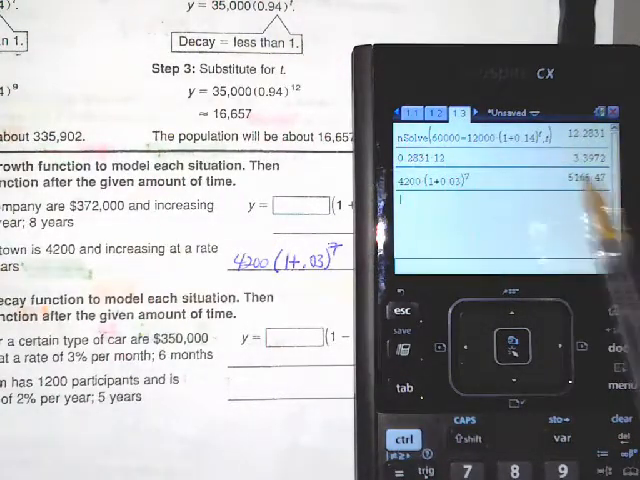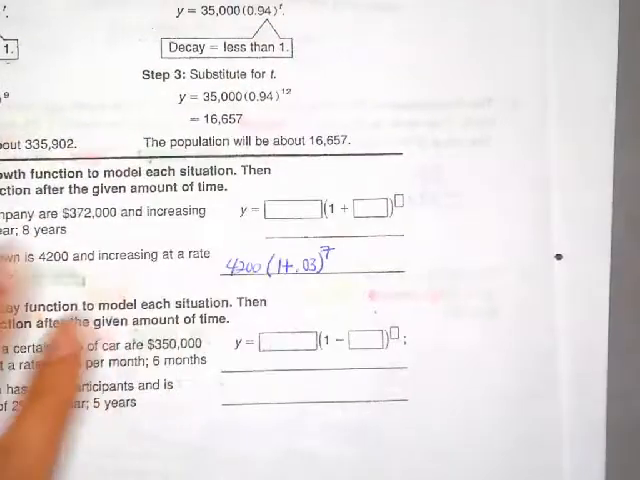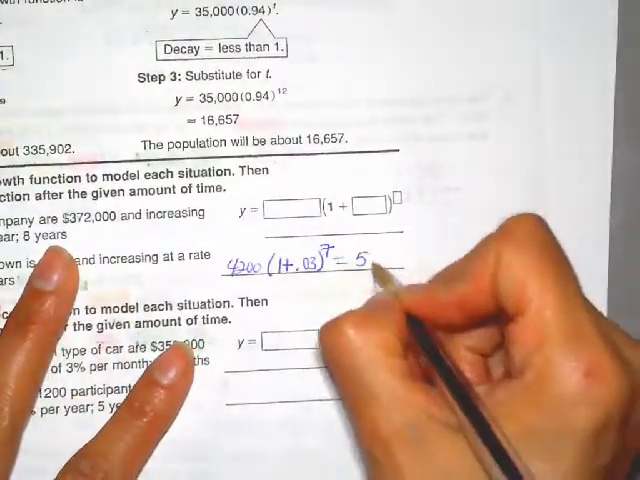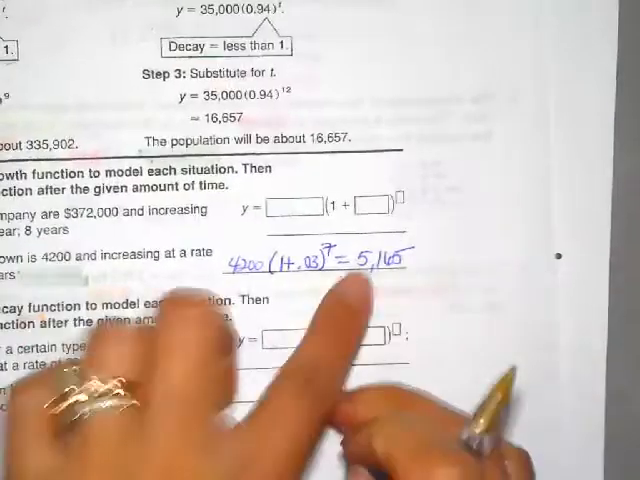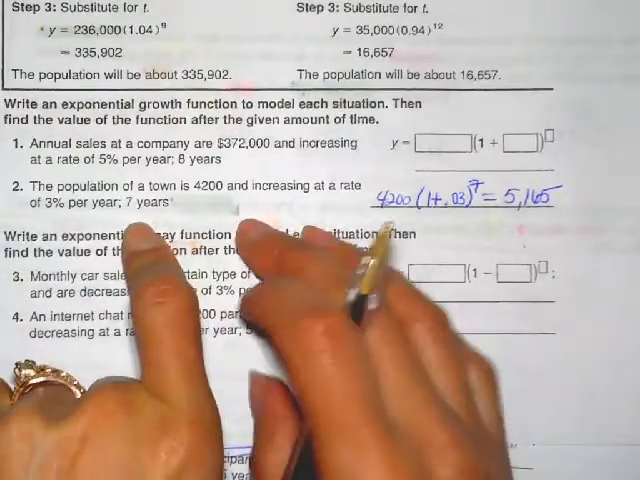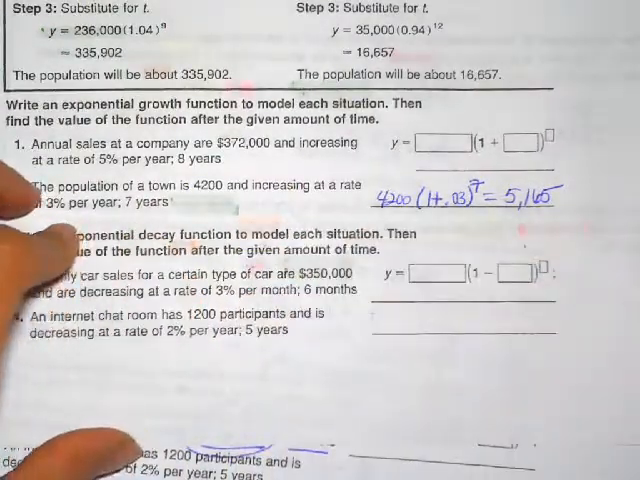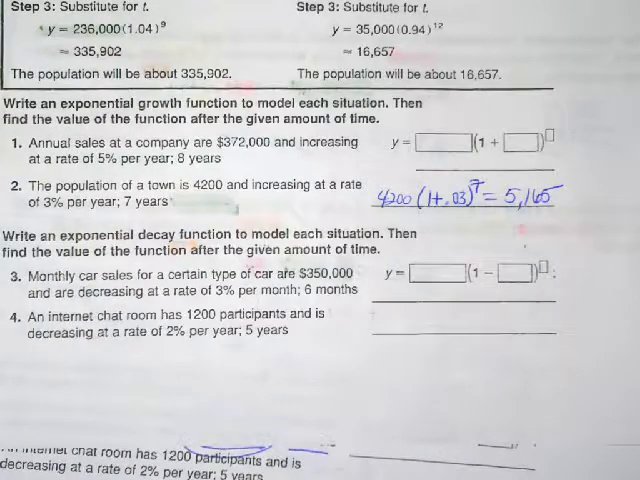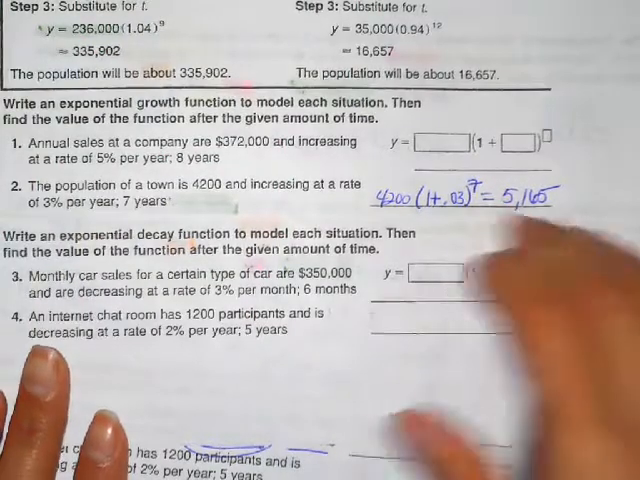5,165.47. What are we talking about? People. Can I have 0.47 of a person? Am I going to round up? No. I cannot have 0.47 of a person. Even if I have 0.89 or 0.9 of a person, I cannot round up because that's not an actual person. So then you would leave it at 5165. 5,165 people are going to be alive in 7 years in this town. Okay. So if you're talking about people or objects, you can't have 0.46 or point anything of a person or an object. So just leave it at what it is.